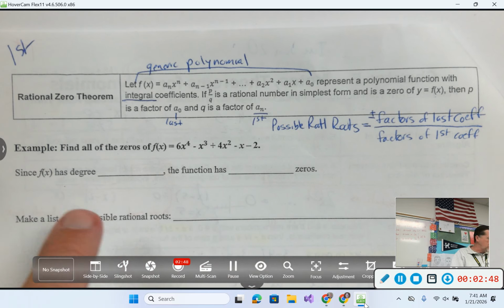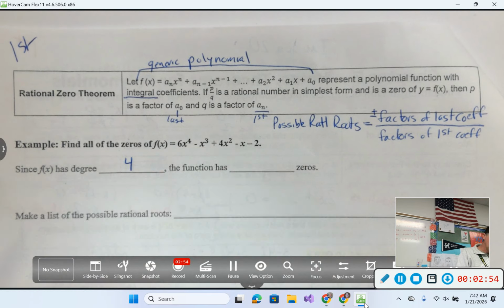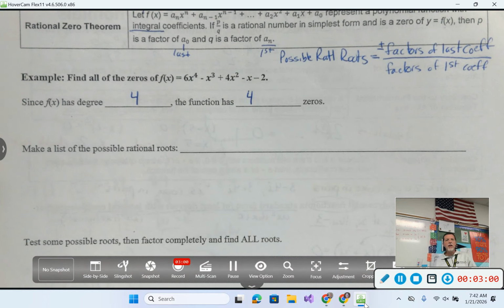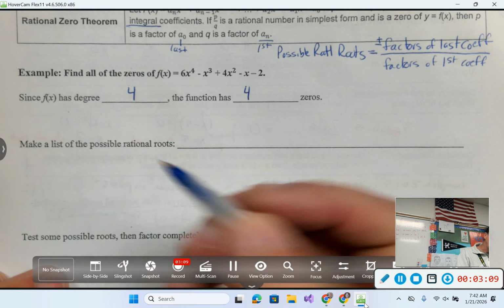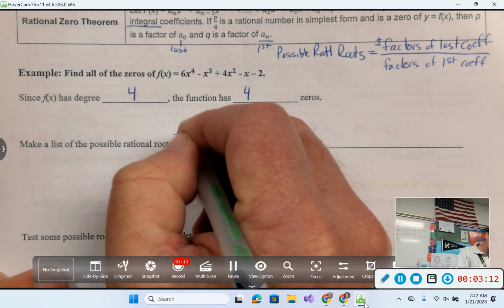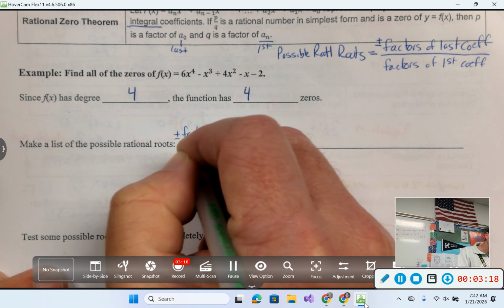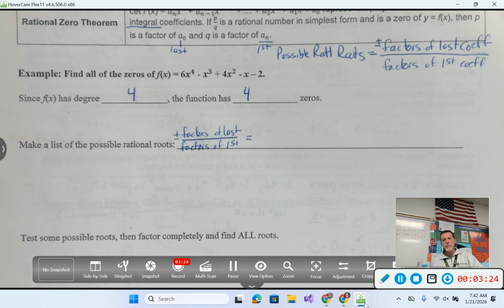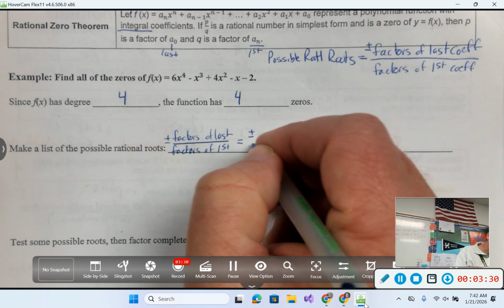Let's back up and talk about some things that we know. What degree is that polynomial? 4. Which means how many zeros does it have? 4. So there's only 4 zeros, but we don't know what they are. I can't factor that thing. So let's look for a list of possible rational zeros. And again, it's factors of last over factors of first. Factors of the last term over factors of the first term, with a plus or minus on there.